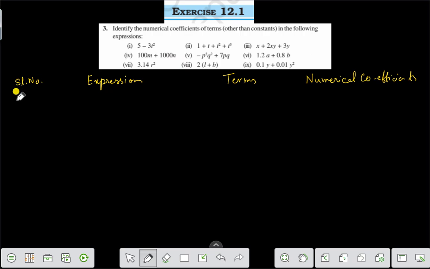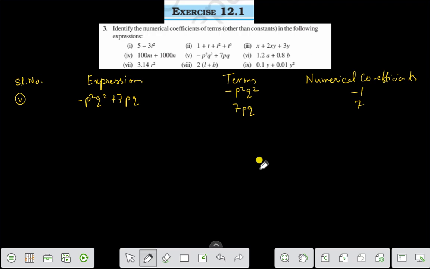Now question number 5. The expression is minus p square q square plus 7pq. Therefore the terms are minus p square q square and 7pq. Here minus 1 is multiplied with the term p square q square, therefore the numerical coefficient is minus 1. pq is multiplied by 7, therefore the numerical coefficient is 7. That is minus 1 and 7.